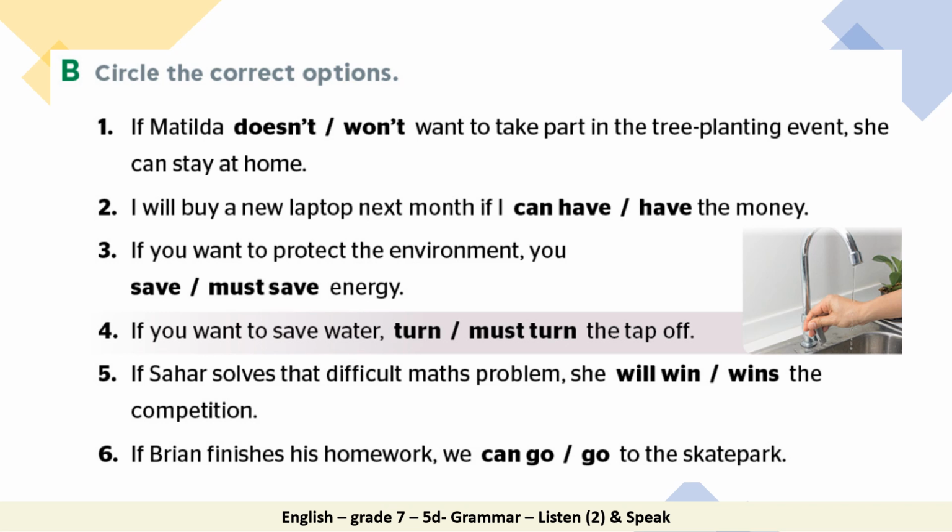If Matilda doesn't or won't want to take part in the tree planting event, she can stay at home. The first part is the if clause, which, as we have learned, consists of if plus the present simple. So the answer is doesn't.